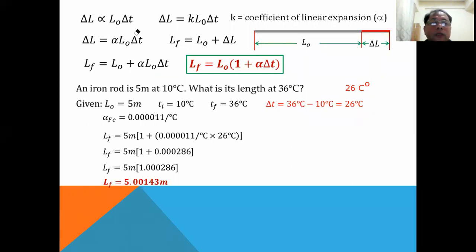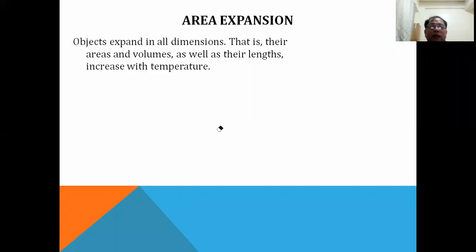Okay, so again, the idea of thermal expansion can be extended to area. So area expansion is also possible when we increase the temperature of a metal or a solid. Area expansion is a result when we heat up a metal.